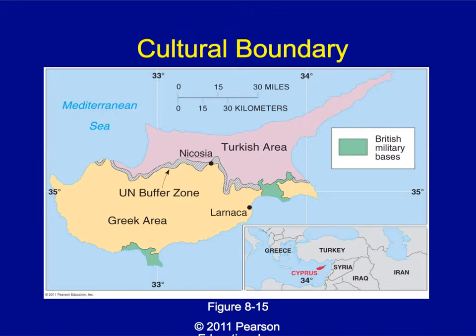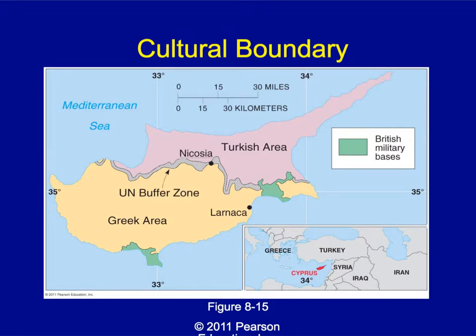When Cyprus gained independence from Great Britain in 1960, which almost all of Great Britain's colonies ended up gaining independence after World War II, the Greeks and the Turks really did not blend very well. They actually did not like each other. There was a Greek military coup that was attempted to control the government.